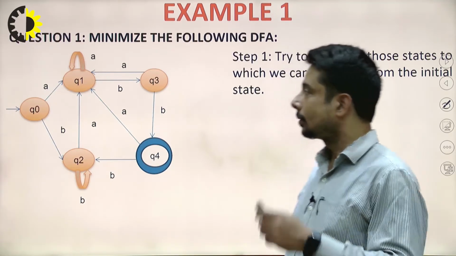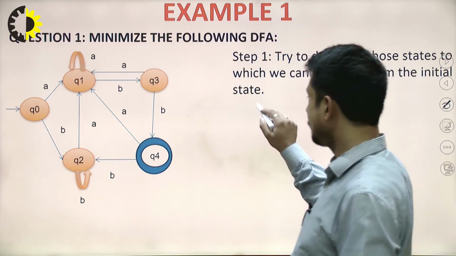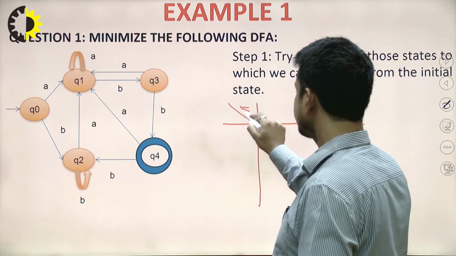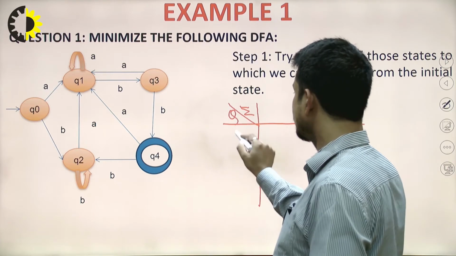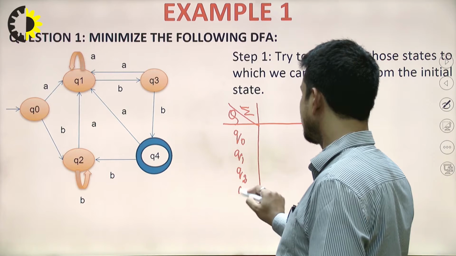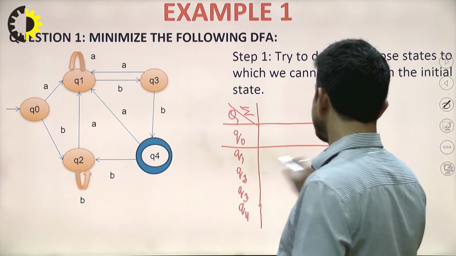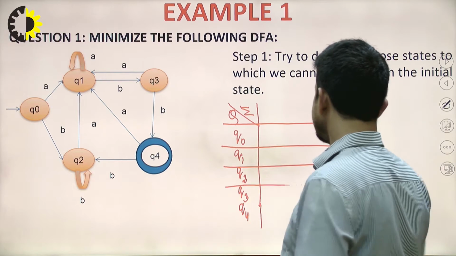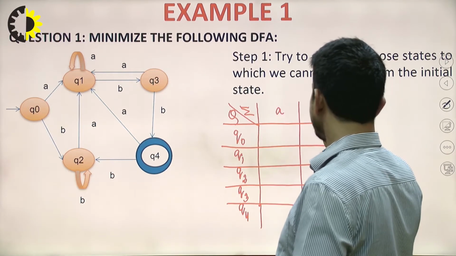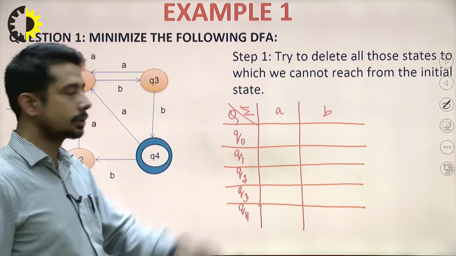Now we go to step number 2. Step number 2 says that I need to draw a transition table for it. What are the states we are having? Q0, Q1, Q2, Q3, Q4. These are the 5 states we are having. And how many input symbols are we having? A and B. So we have 5 states and 2 input symbols.